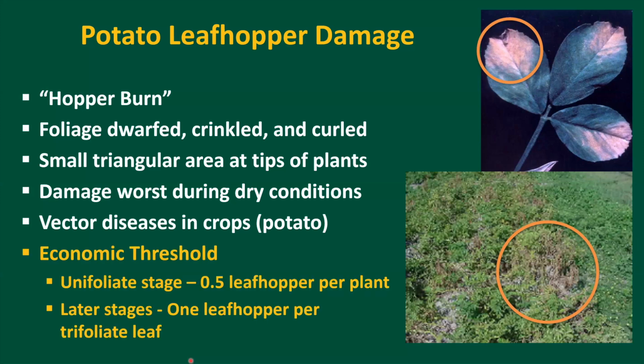Threshold in dry beans in the unifoliate stage is 0.5 leafhoppers per plant. Later on, it's one leafhopper per trifoliate leaf. And you can see hot spots with leafhoppers. You can see in this field below that there's a hot spot where plants have all died.